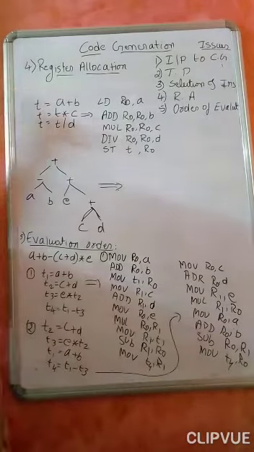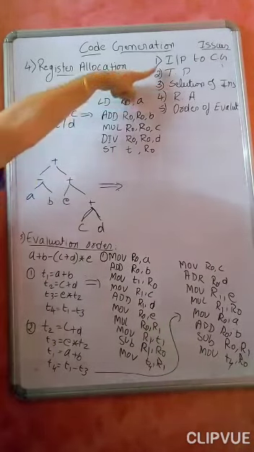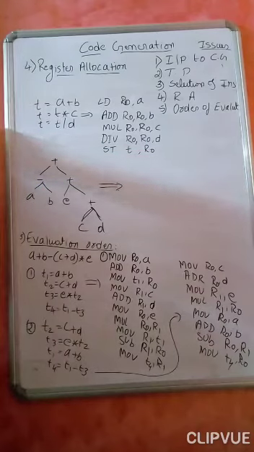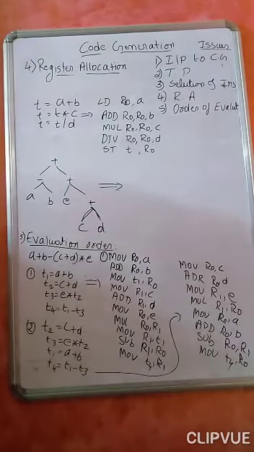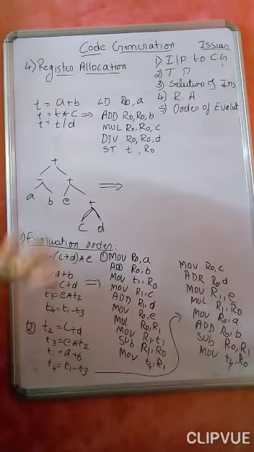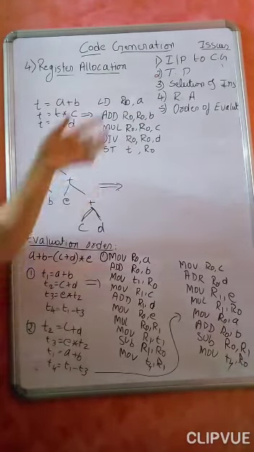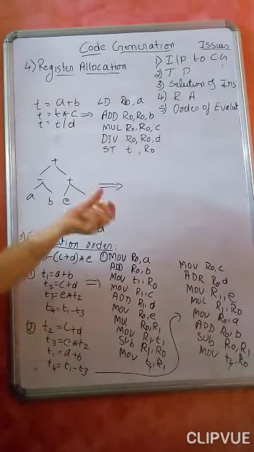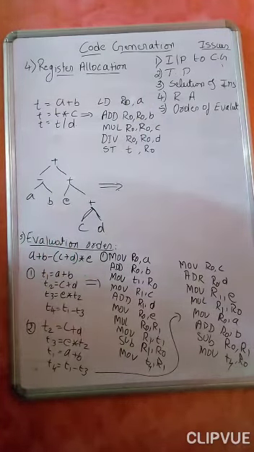Now we will move on to the fourth issue. These are the different issues you have in the design of your code generator. The first one is the input to the code generator, and the second one is the target program. I told you about the input: it can be three address code, a syntax tree, a DAG, bytecode, or postfix notation. The target program can be assembly code, relocatable machine code, or absolute machine code. In the previous example I showed you the selection of instructions. If redundant instructions are there, we can avoid them.